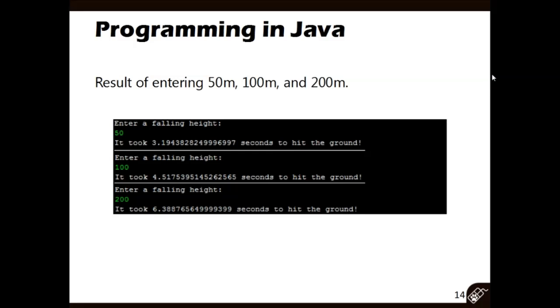And we have seen it. I'm restating it again. If you put 50 meters, 3.19 seconds will be the result. But if you put 100 meters, it will not be 6.38 seconds. It's going to be 4.51 seconds because it is acceleration. So it gets faster and faster. So if you put 200 meters, it's not going to be like 8 seconds, but it's only going to be 6 seconds to reach the bottom.